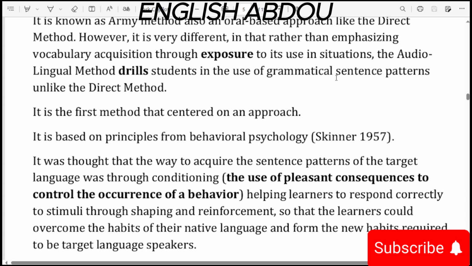The grammatical sentences means that when the student or the learner in general wants to learn a sentence, they learn it in grammatical patterns: subject, verb, object, and they drill it. They repeat it more than once.